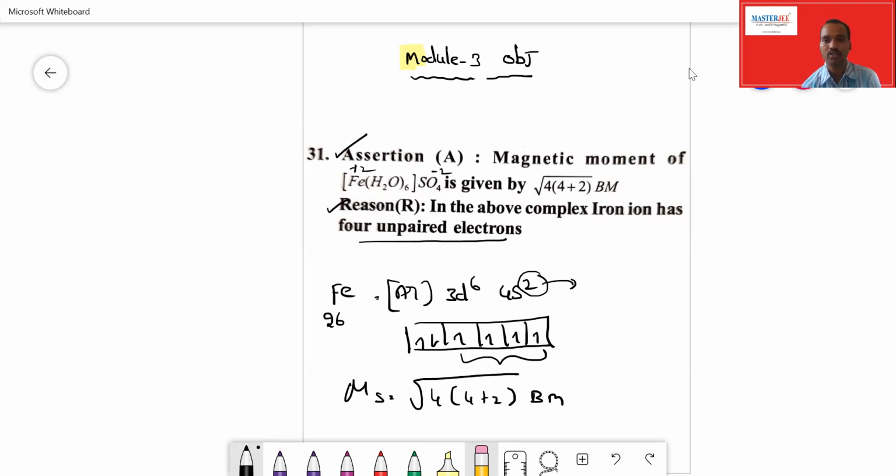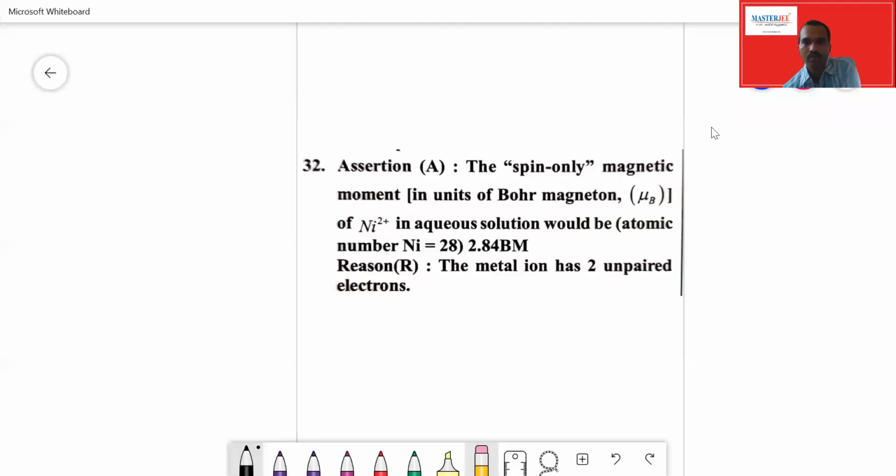Okay, next bit. See here, the spin only magnetic moment in Bohr magnetons of Ni2+ in aqueous solution would be 2.84 Bohr magnetons. The metal ion has 2 unpaired electrons. Whether these two, assertion and reason, are correct or not, we are going to check out here.